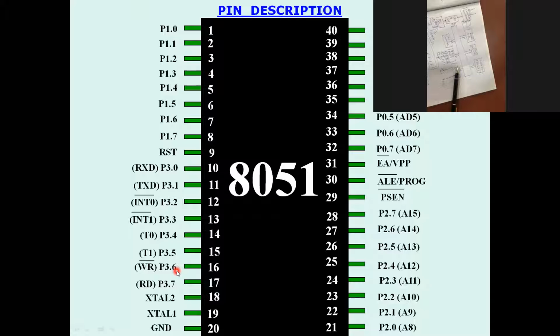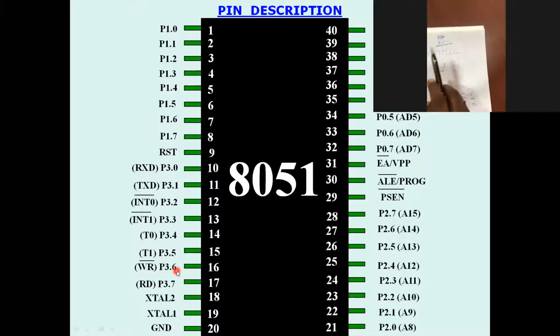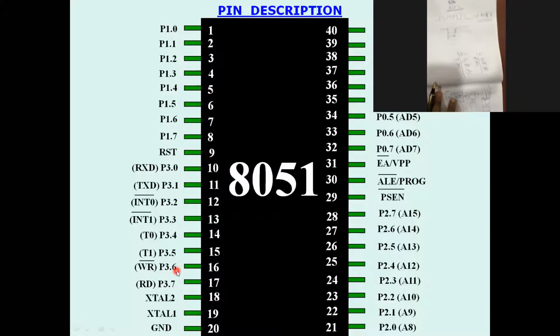External pulse count. External clock pulse count is nothing but a clock, just like a clock. It should be coming into the 8051. Otherwise, how will it be counted? It should be counted from the 8051. So this is nothing but what we call T0 and T1.